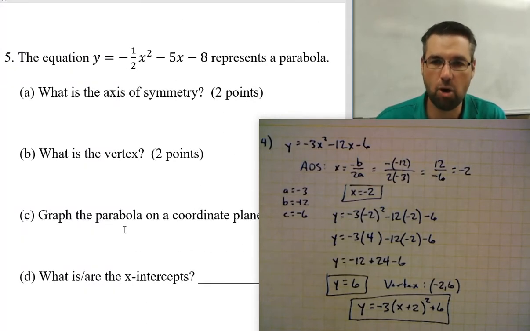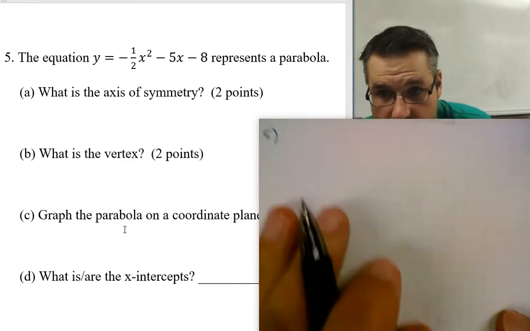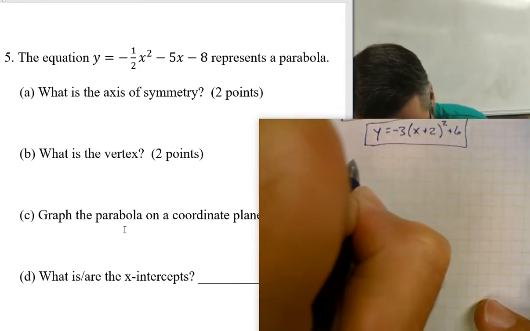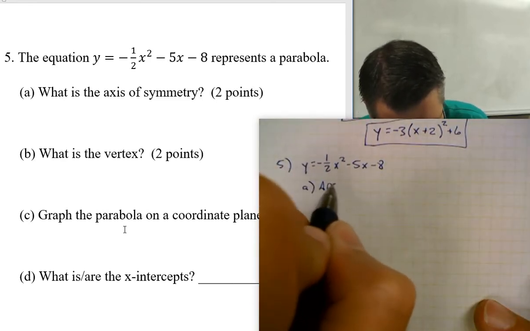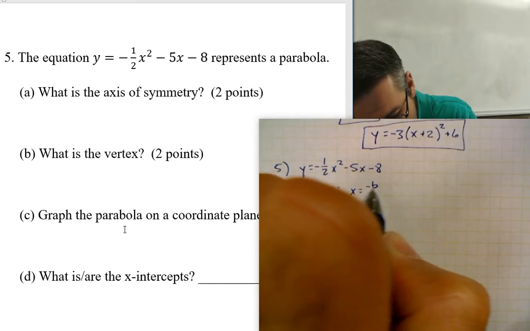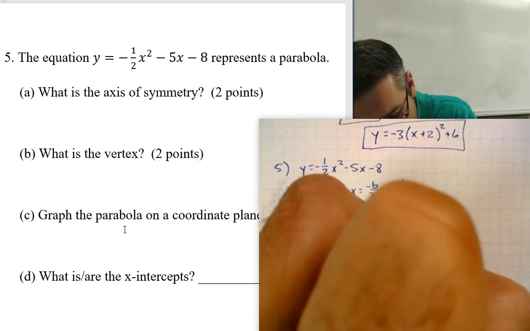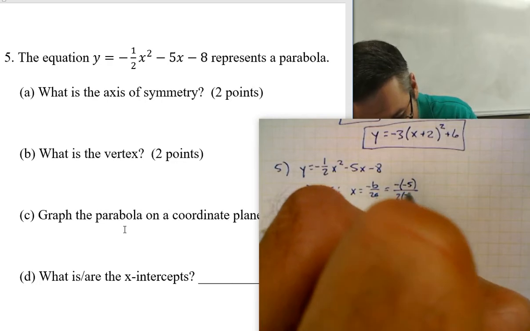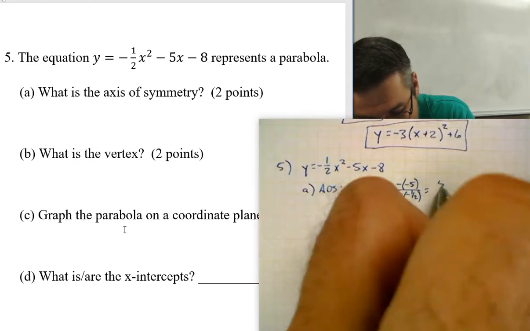Number 5 is a multi-parter. It gives you a function. It says y equals negative 1/2 x squared minus 5x minus 8. And part A says find the axis of symmetry. So we just did that in number 4. It's going to be the same thing. X equals negative b over 2a. So our b value is negative 5. So this will say negative 5 over 2 times a. In this case, a is negative 1/2. That's interesting. And then we need to simplify that. Well, negative negative 5 is just 5.